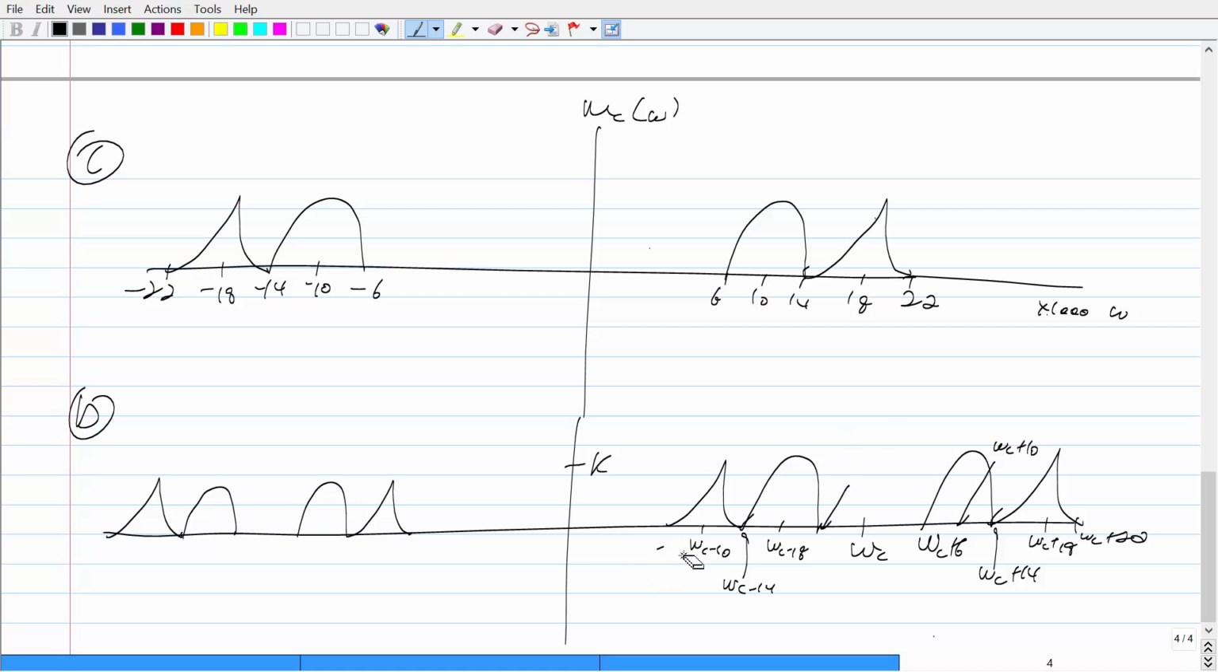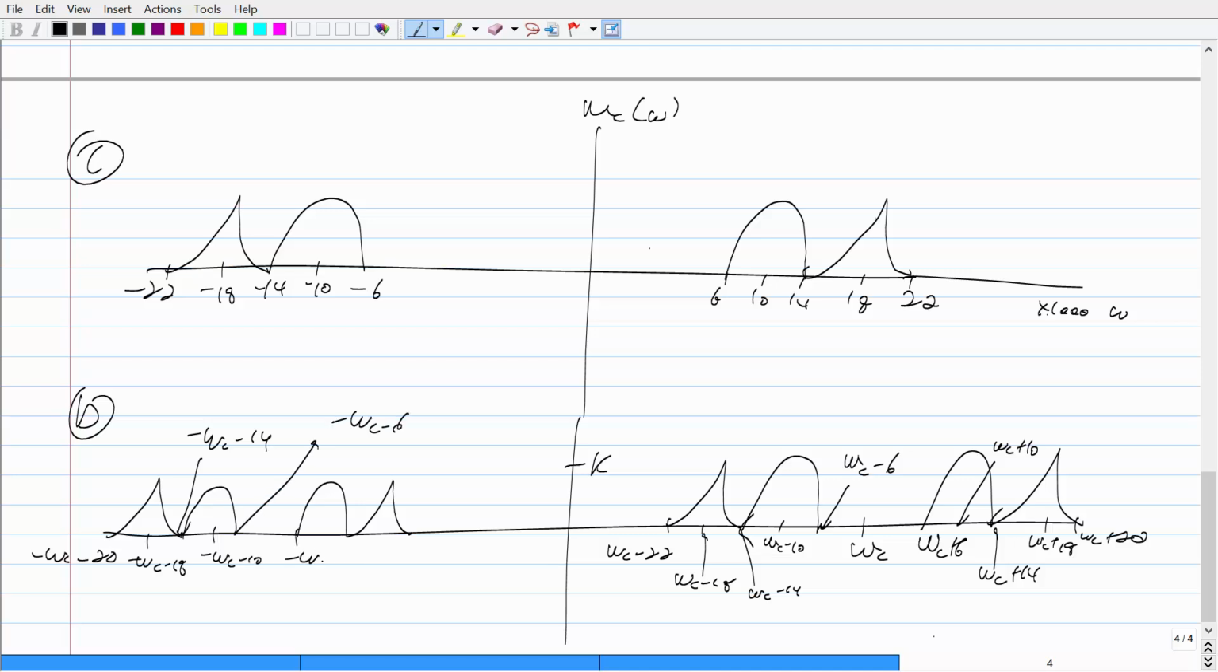Actually, no, I'm sorry, it's the other way around. So here, 22, 18, 14, 10, and this is 6. Okay? And then we could do the same thing on this side too. So we have omega C minus 22, minus omega C 18, 14, 10, and then you get the picture.